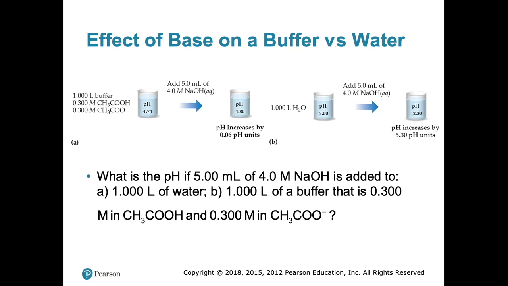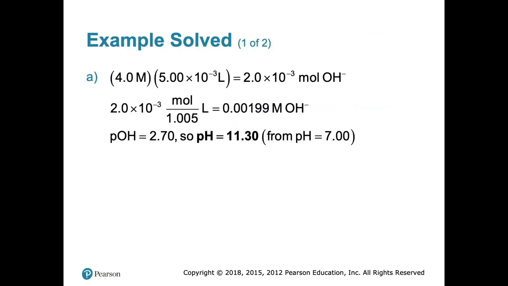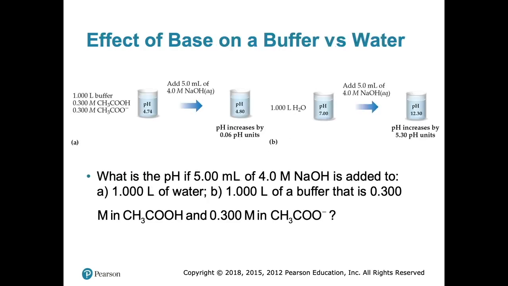So now we can talk about how mixing things together will change the pH. Here we start out with 1 liter of buffer. It's 0.3 of the acetate, 0.3 of the acetic acid again. Interestingly enough, we added sodium hydroxide to that same thing earlier, and it only went up to 4.8. Isn't that crazy how a buffer keeps it from changing pH? And we added a lot of strong base. So buffers really do work.